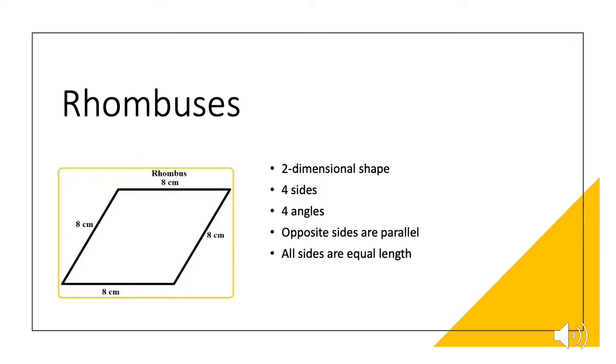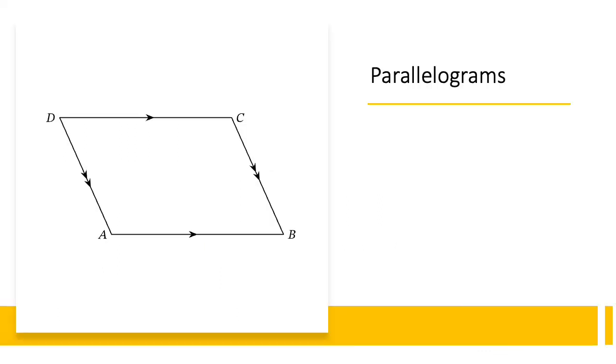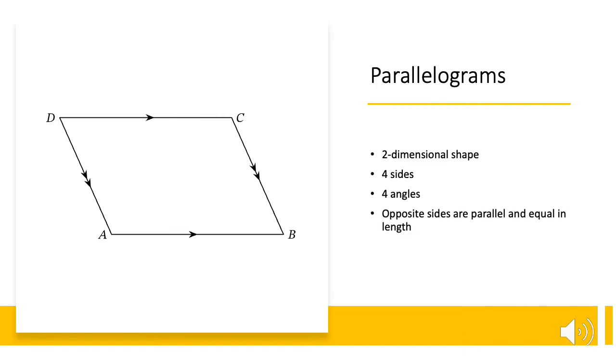A rhombus is a two-dimensional shape. It has four sides. It has four angles. In a rhombus, opposite sides are parallel. In other words, if they continued on forever, they would never touch. All sides are equal length. A parallelogram is also a two-dimensional shape. It has four sides and four angles. In a parallelogram, the opposite sides are parallel. In other words, if they continued on forever, they would never touch. For example, a train line that a train runs on.